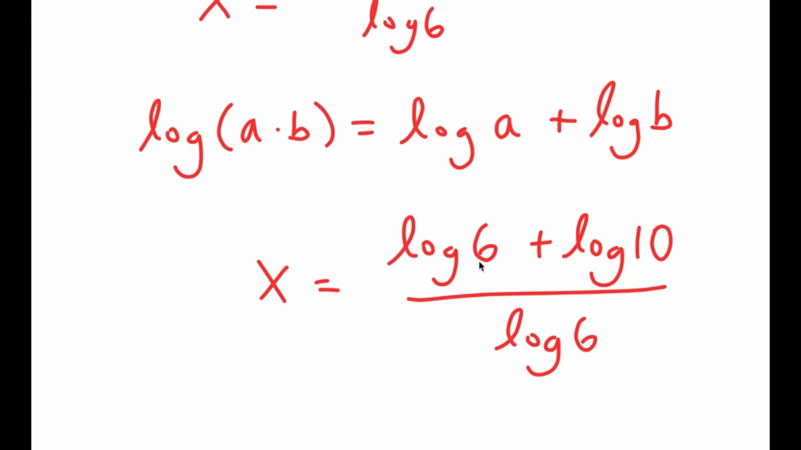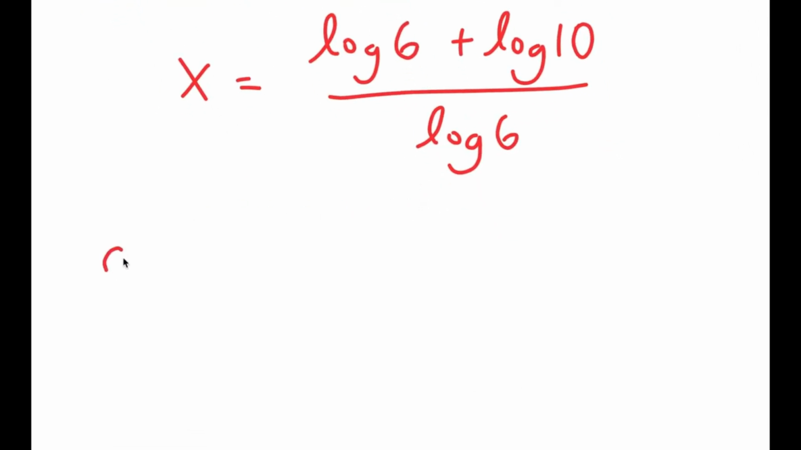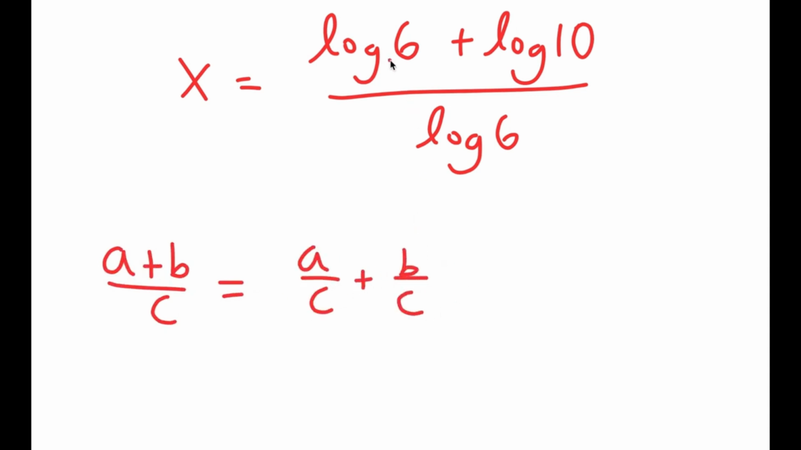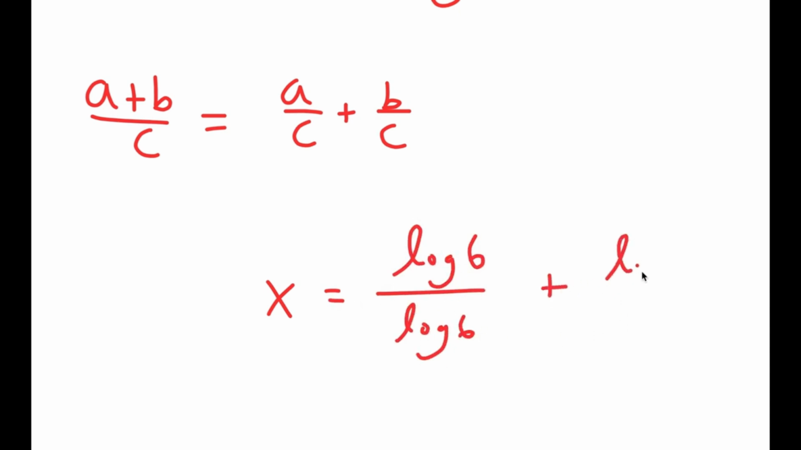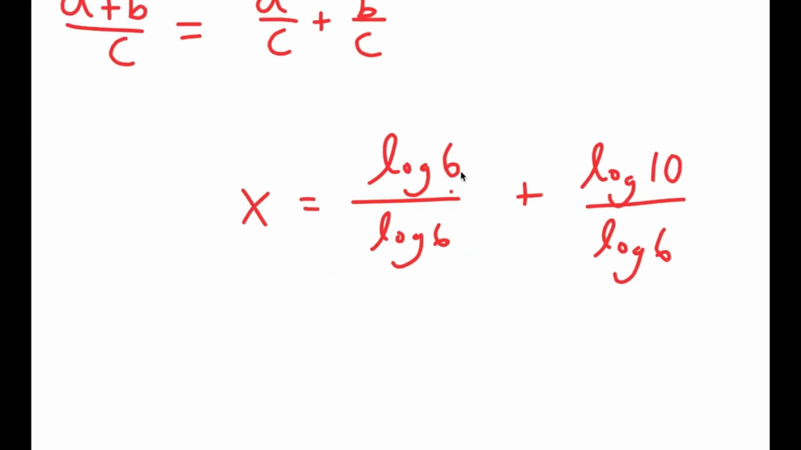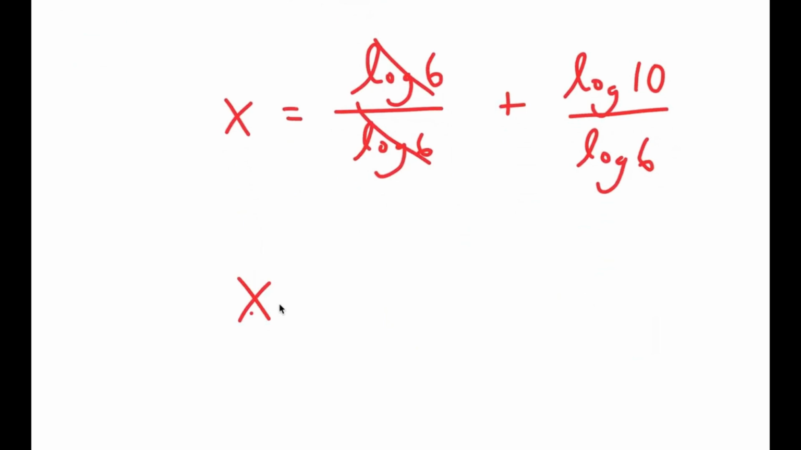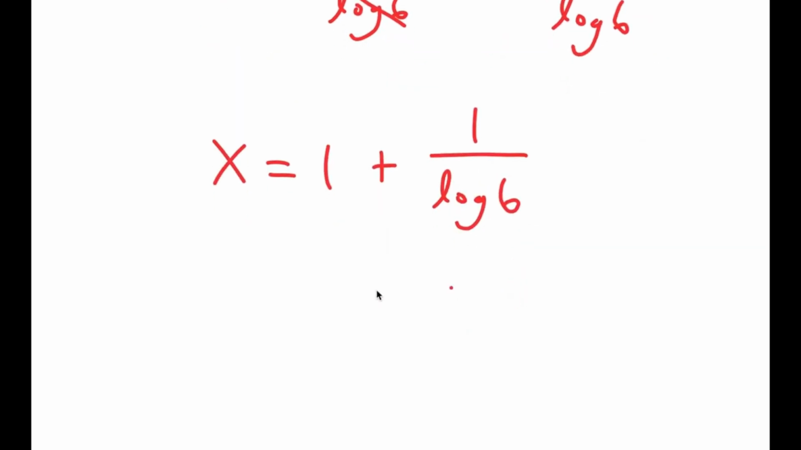Now, from here, if I have something in the form a plus b over c, this is equal to a over c plus b over c. So log 6 plus log 10 over log 6, I can write this as log 6 over log 6 plus log 10 over log 6. Now, log 6 and log 6 cancel out, so I get x is equal to 1 plus log 10 is also equal to 1. So I have this over log 6.